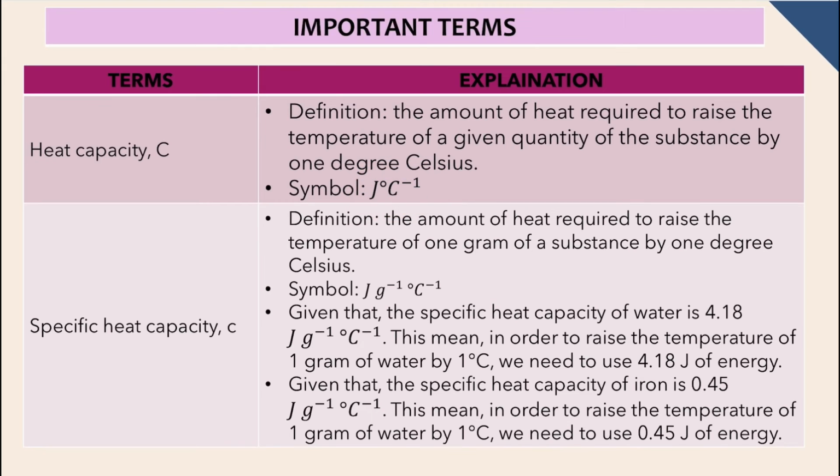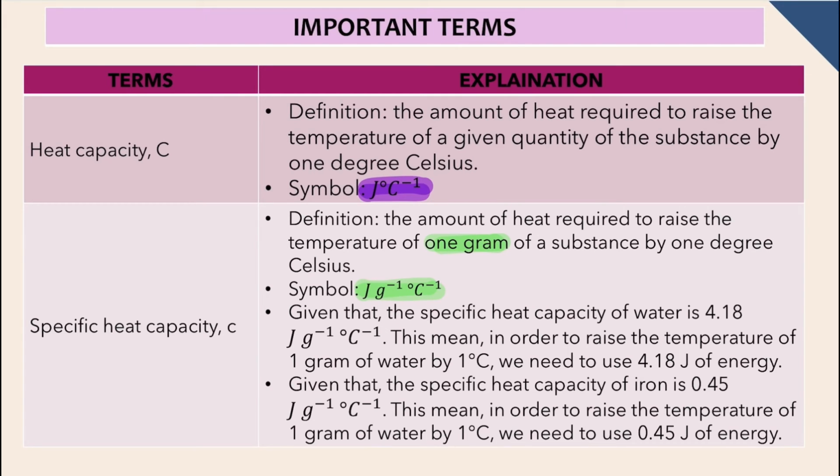Lepas tu untuk specific heat capacity, simbol dia small c. It is the amount of heat required to raise the temperature of 1 gram of substance by 1 degree Celsius. So kalau kita tengok beza heat capacity dengan specific heat capacity adalah perkataan 1 gram di sana. Jadi simbol untuk specific heat capacity adalah joule per gram per darjah Celsius.